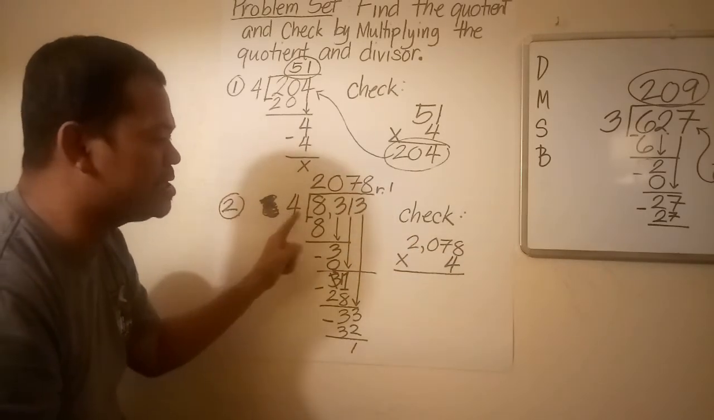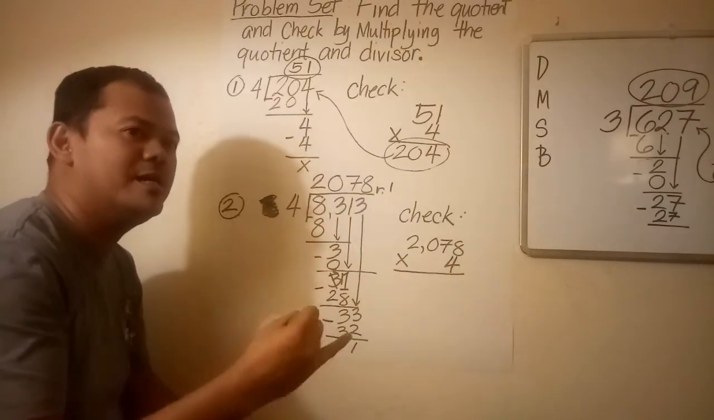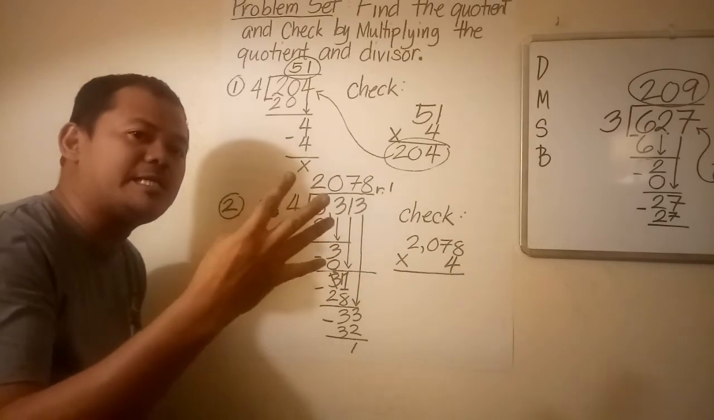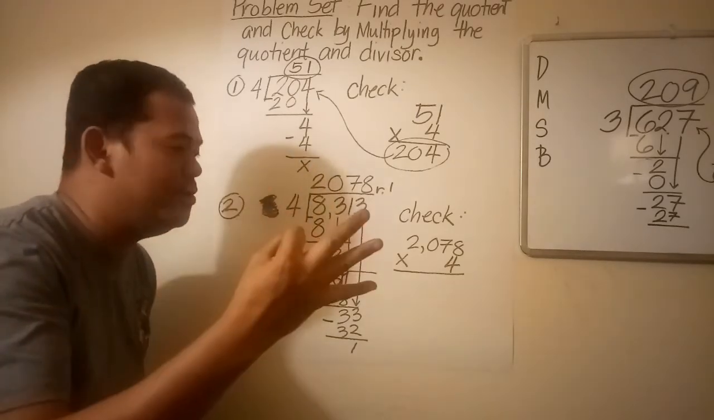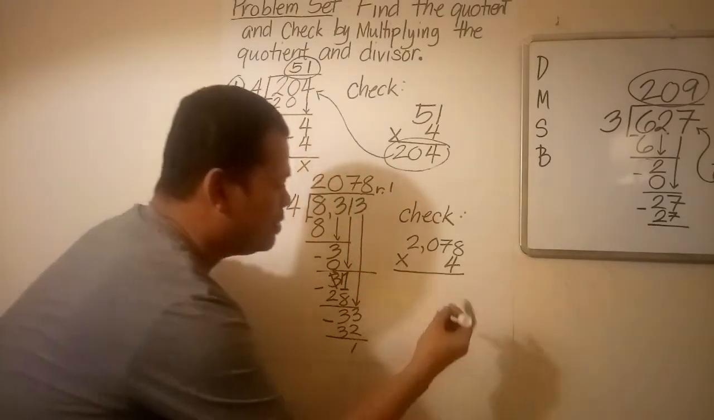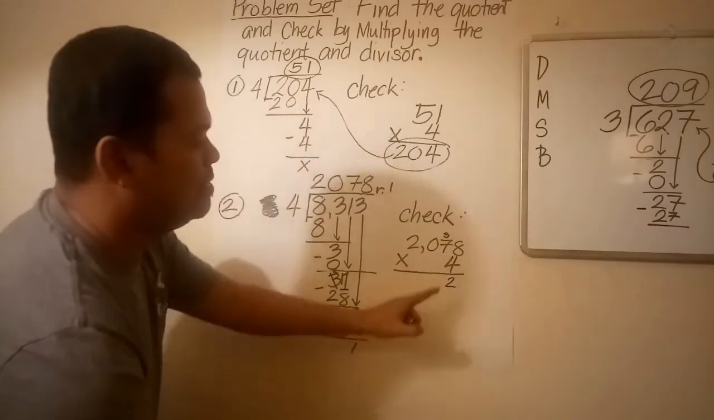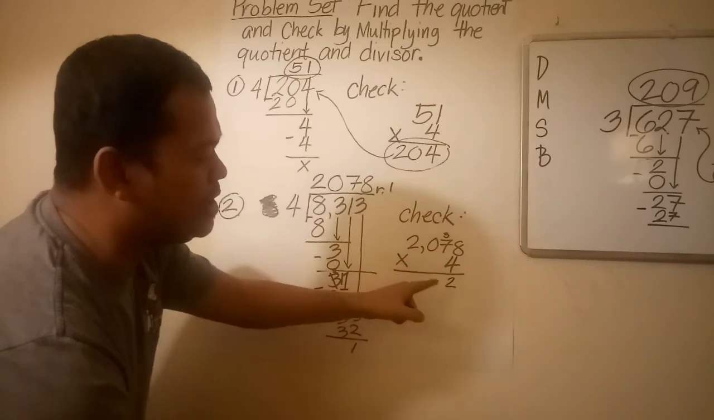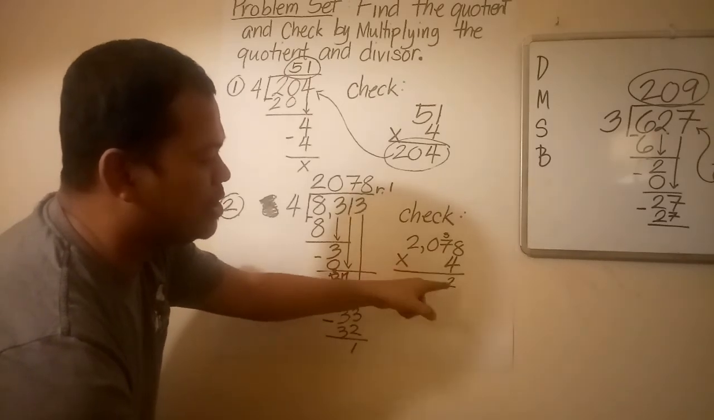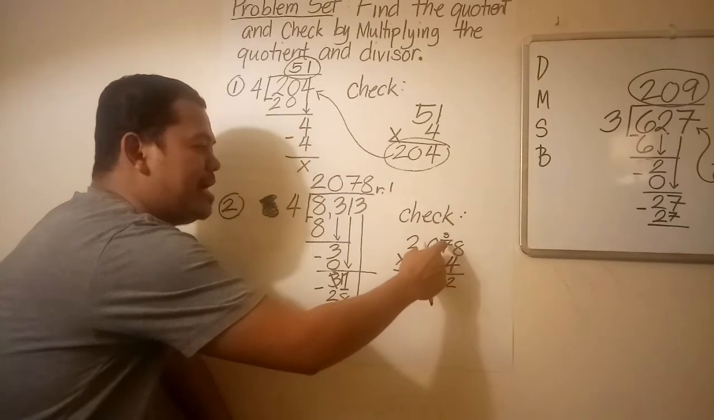Times your divisor. So 4 times 8. Let's count again by 4: 4, 8, 12, 16, 20, 24, 28, 32. How much? It's 32. Right here 2 and right here carry 3. 4 times 8 is equal to 32. The answer is 32. Write 2. Carry 3. Now, 4 times 7.